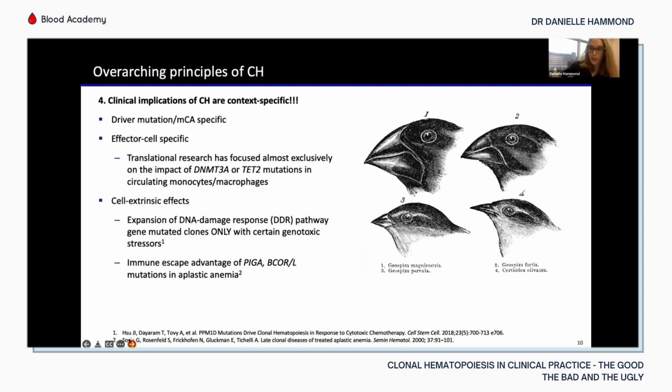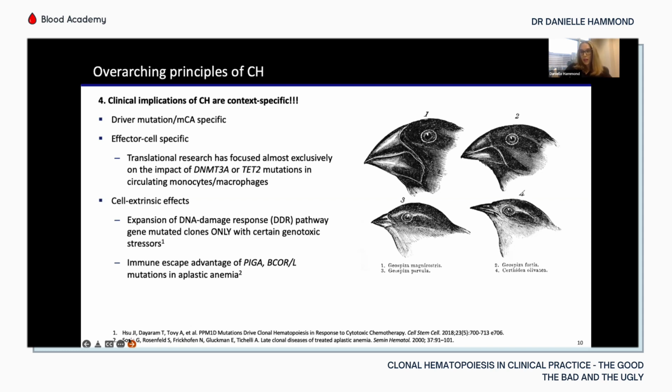Although there does appear to be a differential survival benefit depending upon the effector cell. So even though the mutation occurs at a stem cell level, even if that mutation favors expansion of monocytes and macrophages from this ancestral clone, it may actually be deleterious to the B and T lymphocytes coming from the same ancestral clone. And finally, probably the most critical point for clinical practice is the role of cell extrinsic effects. So the expansion of clonal hematopoiesis involving mutations in the DNA damage response pathway, so TP53 and PPM1D mutations, for example, really only occurs in the face of additional genotoxic stressors.